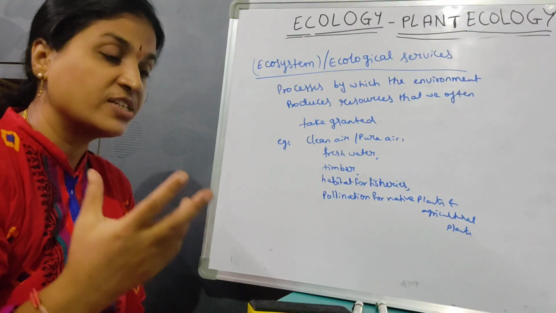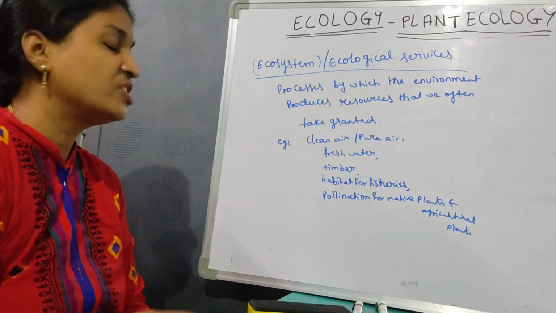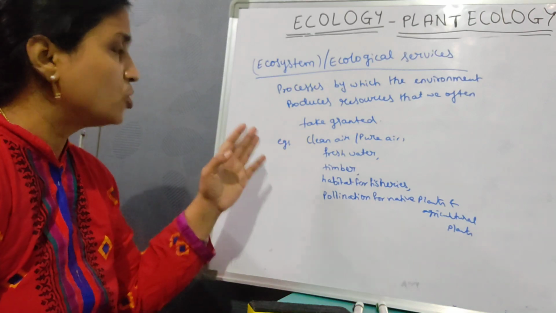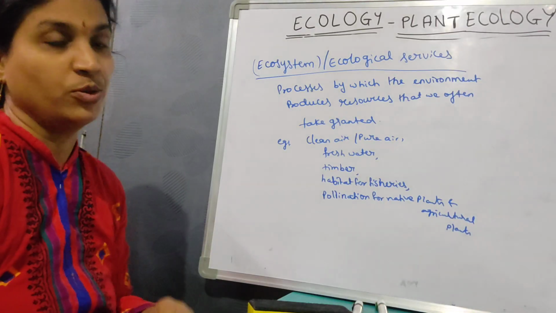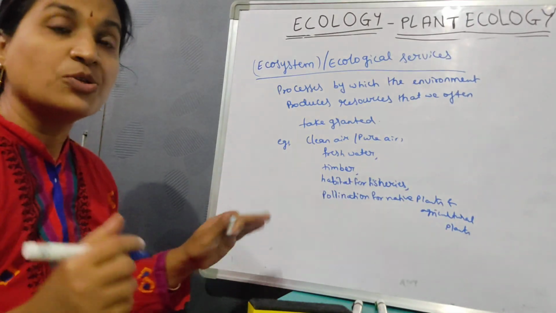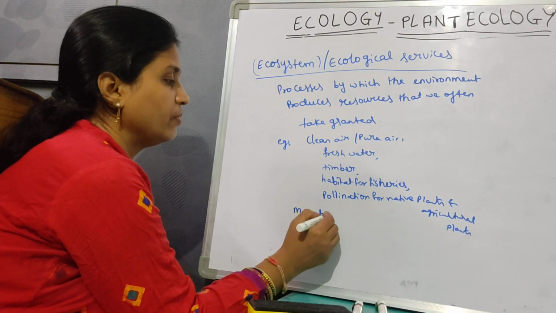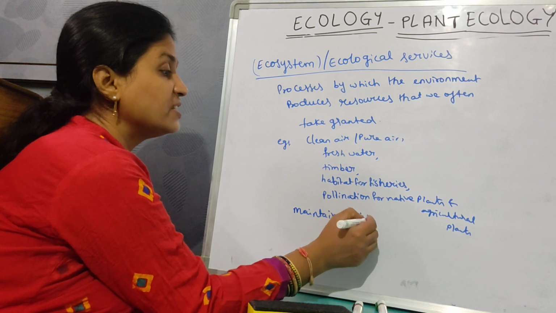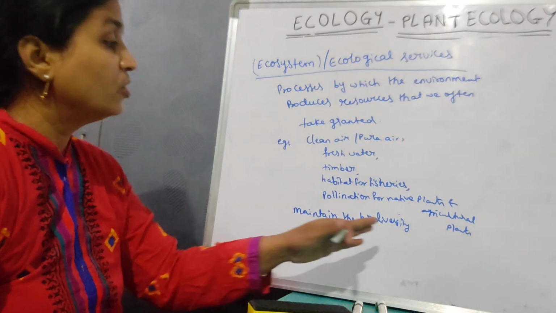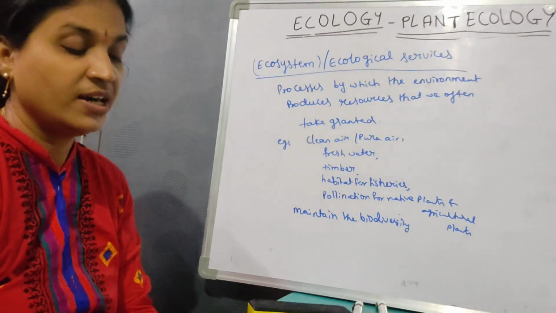The ecosystem and the environment are such that they regulate their changes and variations, and keep the environment in a balanced condition. All these ecological services maintain the biodiversity. Biodiversity means the living organisms in their different forms. So different living organisms are maintained by these ecological services.